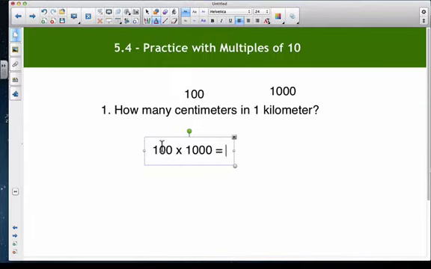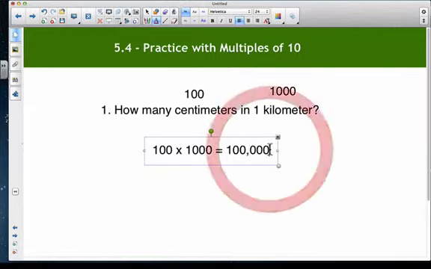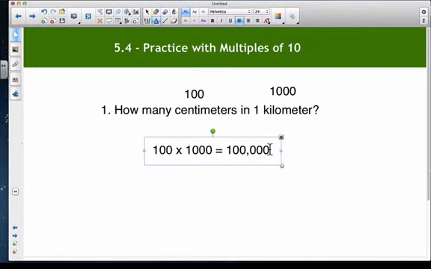I know how to do this work because I'm going to multiply the whole numbers together. So 1 times 1 is 1. And I'm going to count how many zeros there are. 1, 2, 3, 4, 5. So I'm going to place those at the end of my product. 1, 2, 3, 4, 5. And of course I want to start from the back of the number to decide where my comma is going to go. So there are 100,000 what? 100,000 centimeters. Don't forget that label. Look back at what the question is asking you. All right, let's move on.